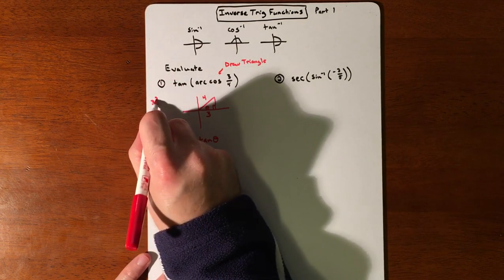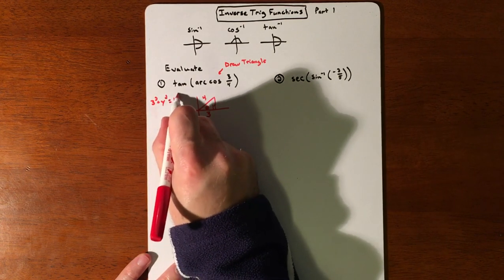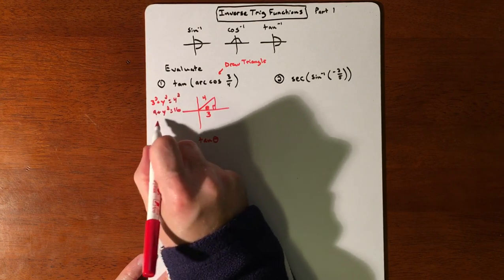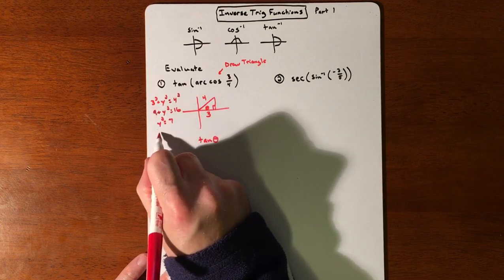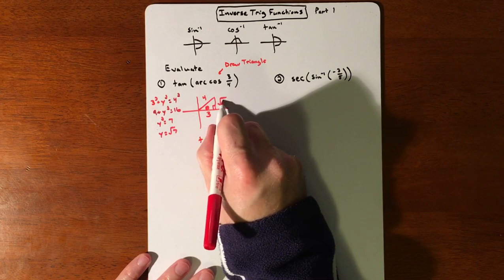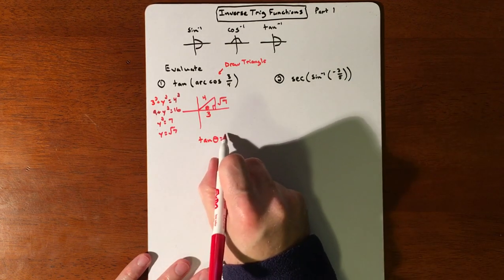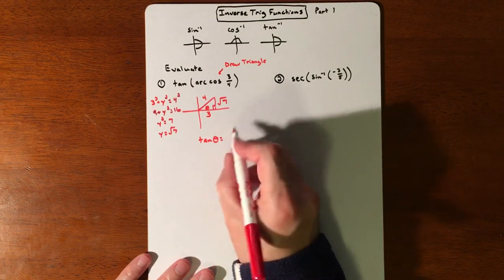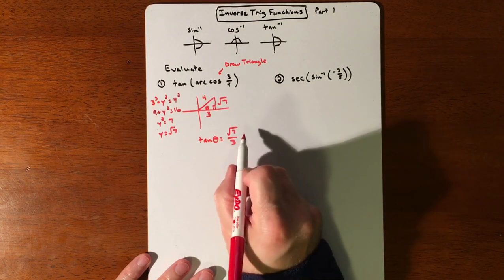3 squared plus, we'll call that a y value, y squared equals 4 squared. So 9 plus y squared equals 16. Subtract our 9, y squared is going to give us a 7. So y is going to be the square root of 7, and it's going to be positive because we're going up. Alright, so now I have everything we need. So tangent of theta is going to equal root 7 over 3. And that's it.